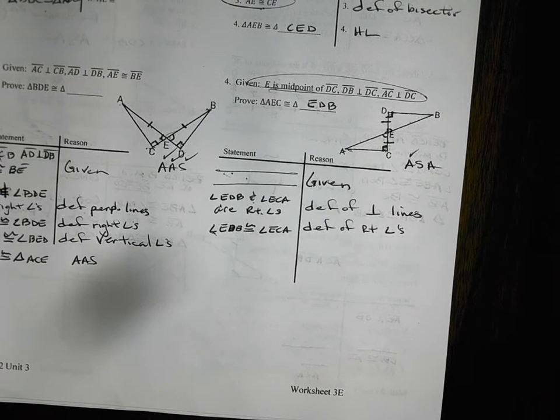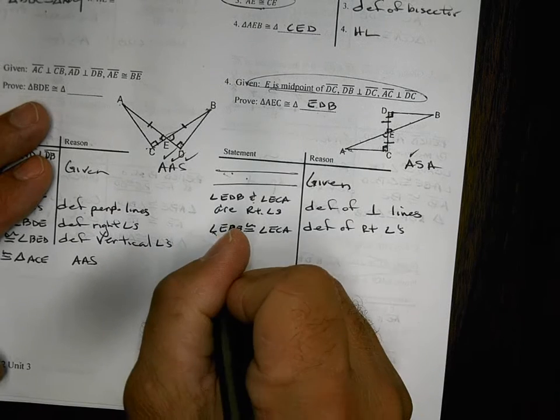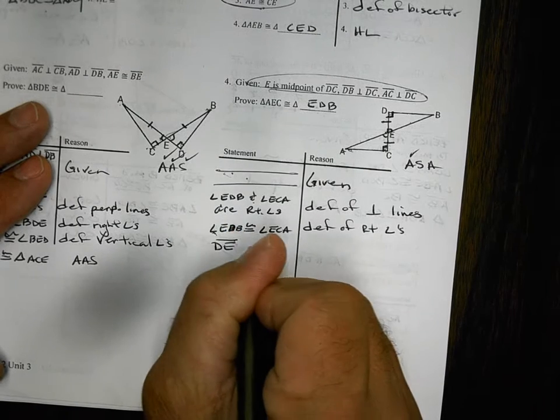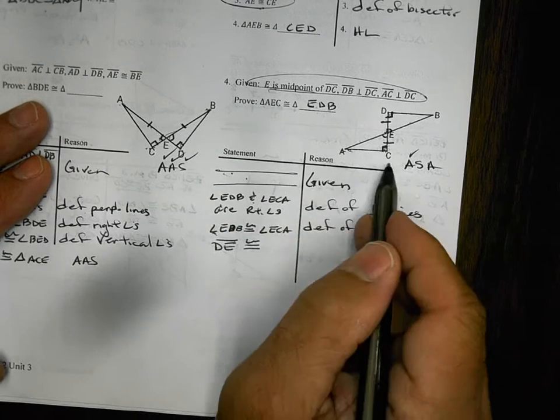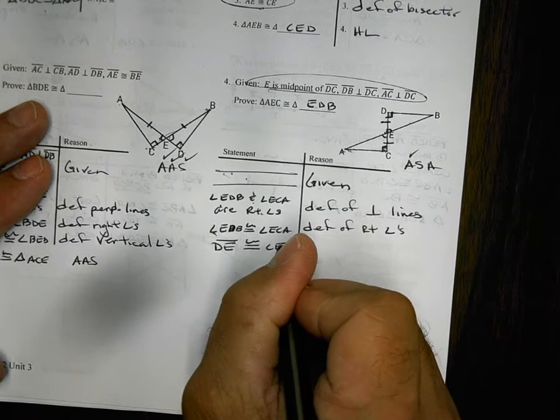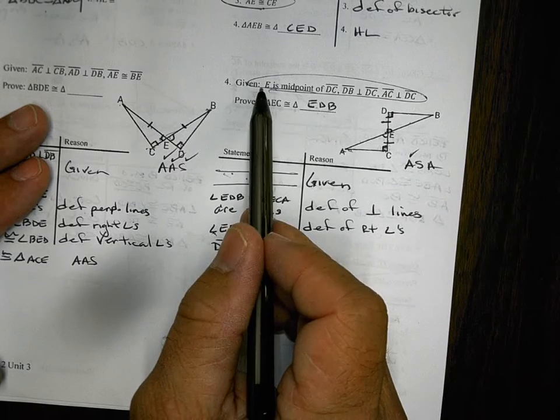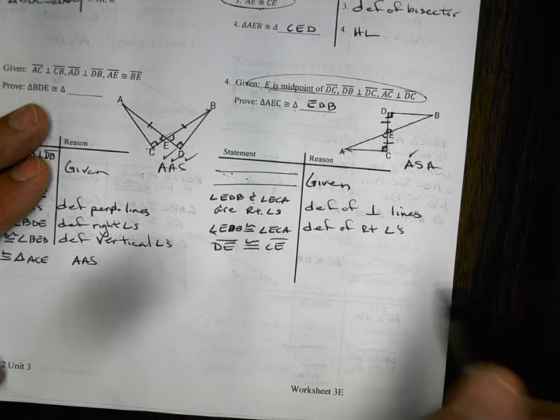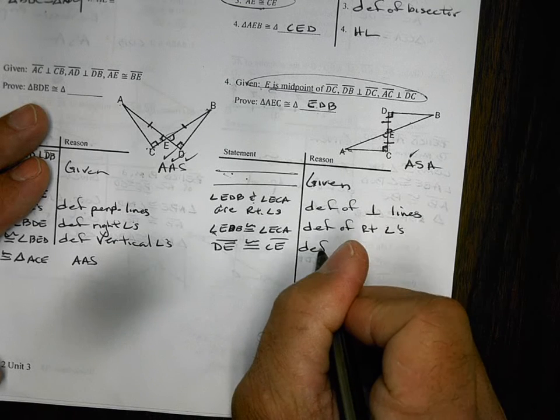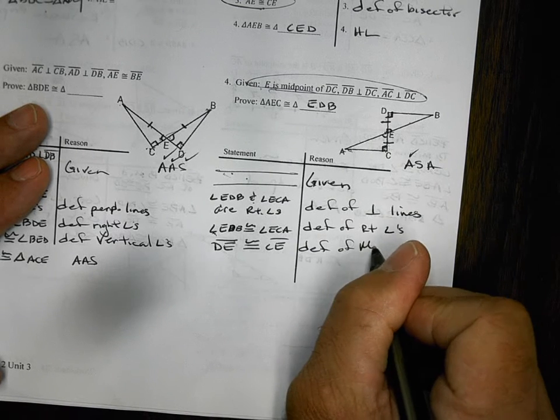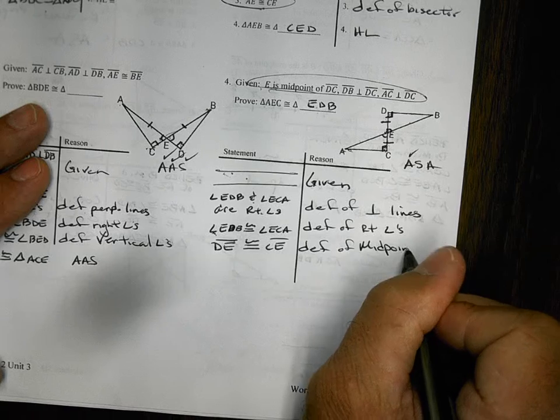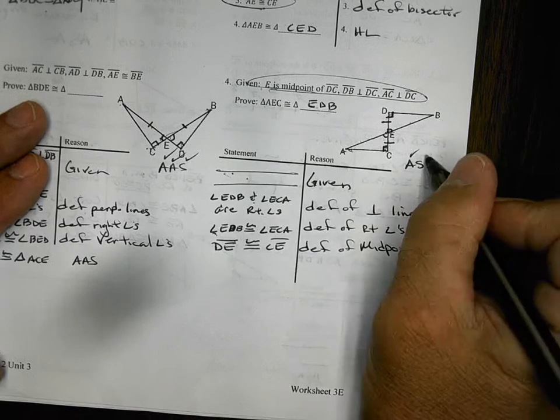All right, now we're going to say that line segment DE is congruent to line segment CE, and that we know because E is the midpoint. So we'll say definition of midpoint. So now we have our side proven.